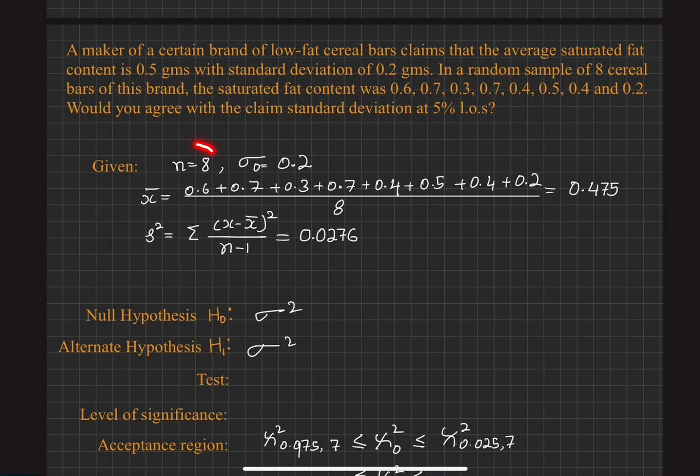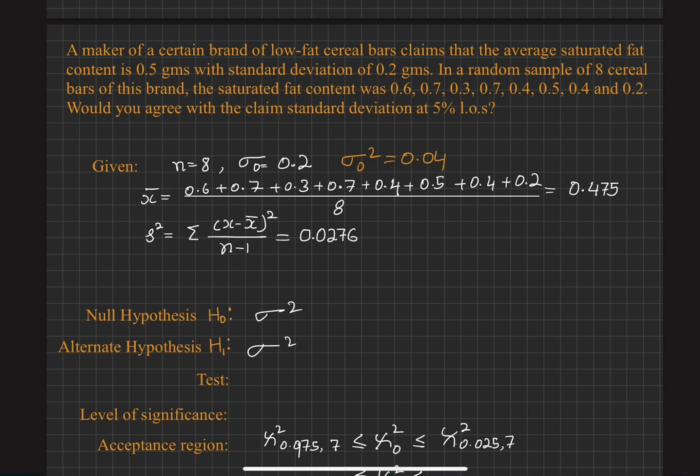It is given that 8 samples are considered, and the manufacturer claims the standard deviation of the population is 0.2. So as usual we will use variance. So variance of the population is 0.04. Now as we need the variance of the sample in this test, we have calculated the mean of the sample, that is x bar, we got it as 0.475, and also we calculated the variance of the sample, that is 0.0276.